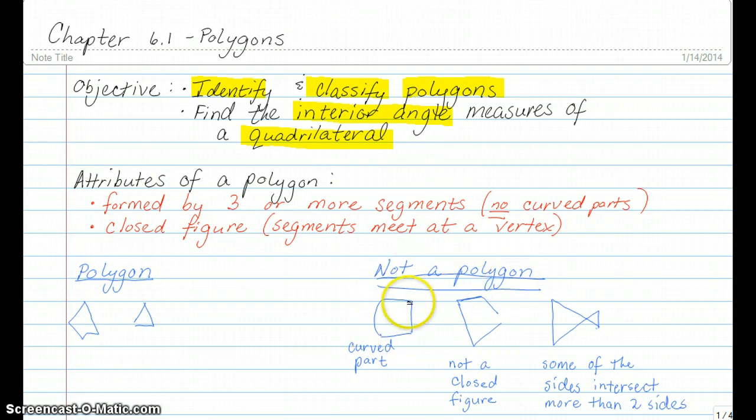On this first figure, there's a curved portion, so it is not a polygon. On the second figure, it is not joined right here. It's not a closed figure, so it is not a polygon. And on the third figure, some of these sides are overlapping or intersecting with one another at more than one point. So this actually looks like two triangles, therefore it is not a polygon.